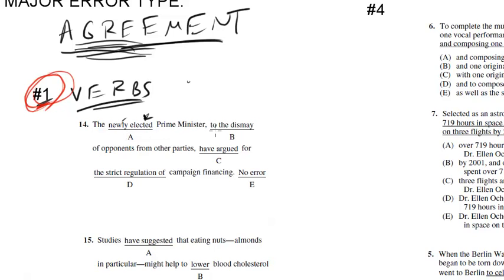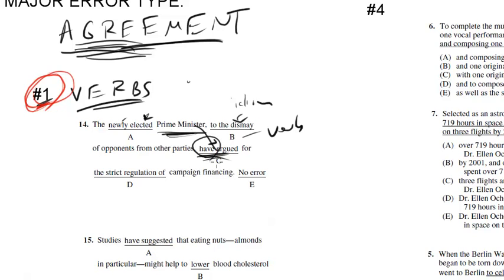Newly elected Prime Minister, to the dismay of opponents. Okay, this is an expression, so this is an idiom. This is fine. Opponents of other parties have argued. Now, wait a minute. Have argued. This is a verb, right? What is the noun? This is the thing you always have to ask yourself with verbs. What is the noun that goes with have argued? Who is doing the arguing here? Is it the parties? Well, the parties is next to it, but that's not the thing that's doing the arguing. It's the Prime Minister who's doing the arguing, right? The newly elected Prime Minister have argued for blah, blah, blah. So it's the minister who's doing the arguing.